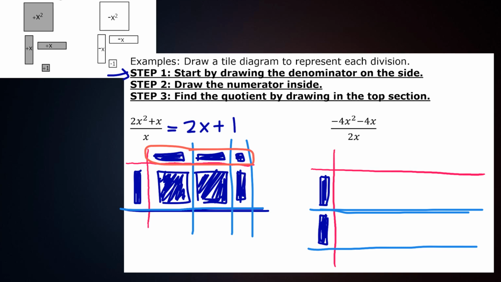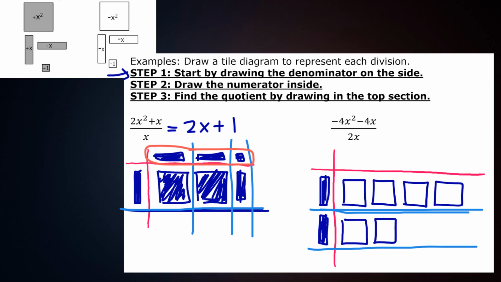But we have to do this very carefully. Since we're dividing by 2x, you can see that we need to actually divide our numerator into 2 equal parts. So instead of drawing 4 negative x squareds across the top like this, that's not going to work. We want to divide it equally across the top and bottom. Of course, half of 4 is just 2. So we want to actually just draw 2 in the top section and 2 in the bottom section.